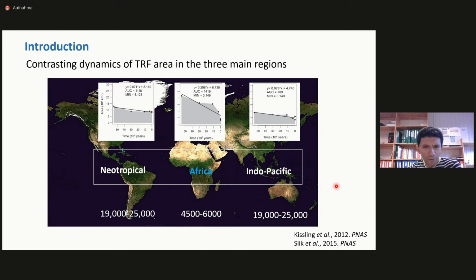And on the top graphs, on the y-axis, you have the estimated area since around 50 million years ago, and how that area has been reduced or changing across time towards the present. The change is quite constant when you compare the two other areas with the area reduction in Africa.